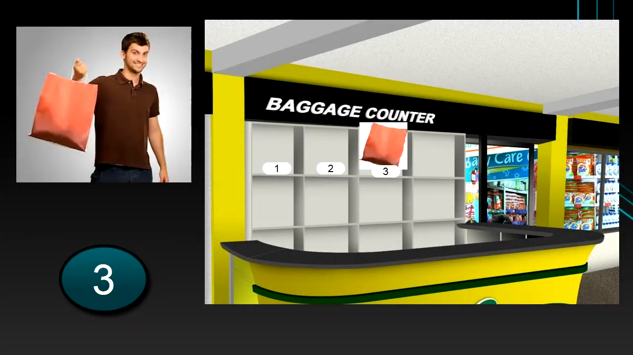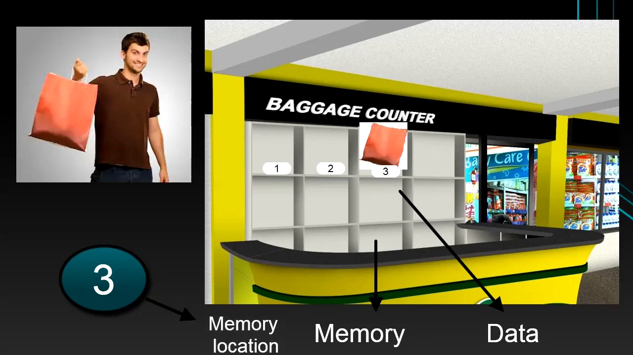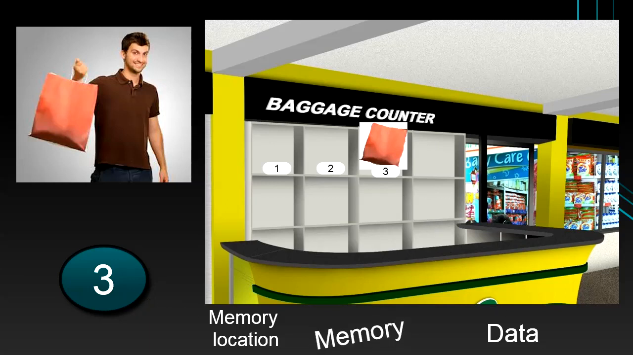In the same way, we can access a variable by mentioning where it is stored in the memory. We use pointers to achieve this. You can compare your baggage to the data, the baggage counter to the memory, and the counter number to the memory location. Now, to understand more about memory location, let's see what happens inside the memory when you declare and define a variable.